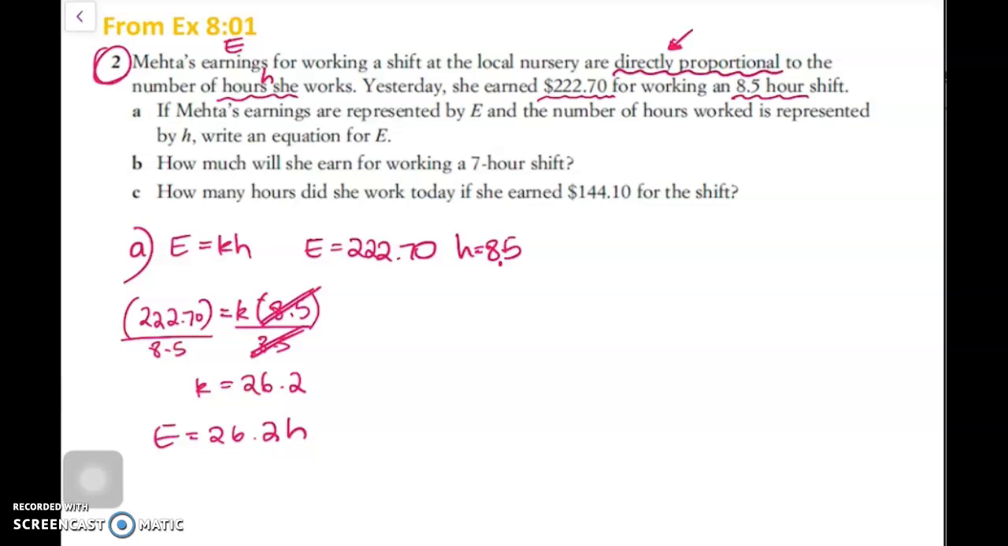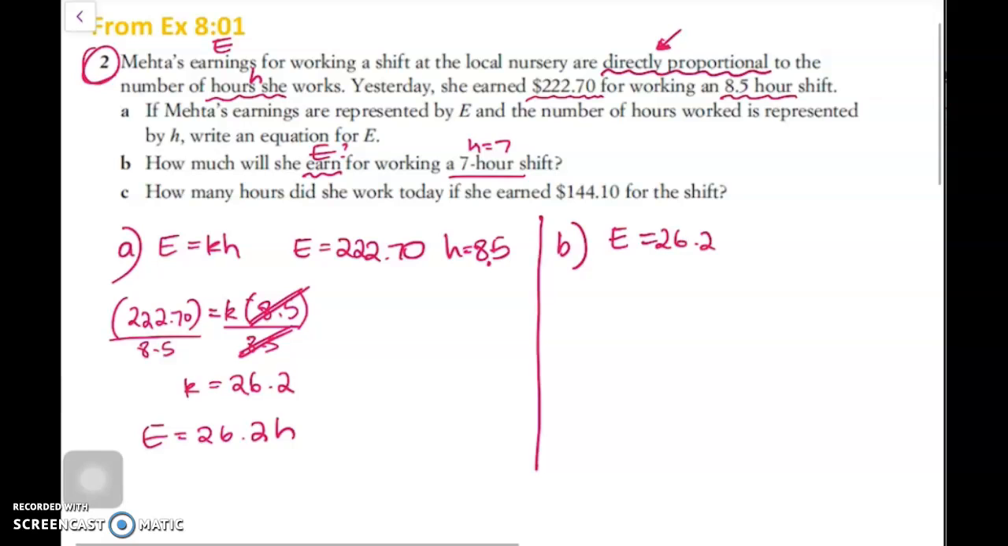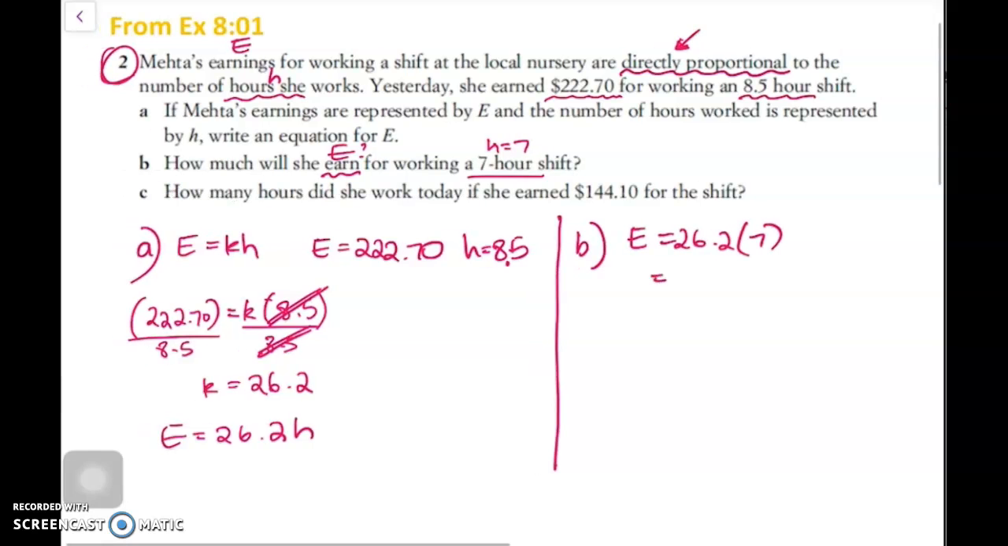All right, let's have a look at the next question. How much will she earn for working a 7-hour shift? So how much she would earn is E. We're going to find out what E is when H is 7. So we'll be substituting this into our equation. Our equation was E equal to 26.2 H, and in this case, H is 7. So we'll be multiplying these two together. That gives us 183.4. And so we can answer the question: Meta will earn $183.40 when she works a 7-hour shift.